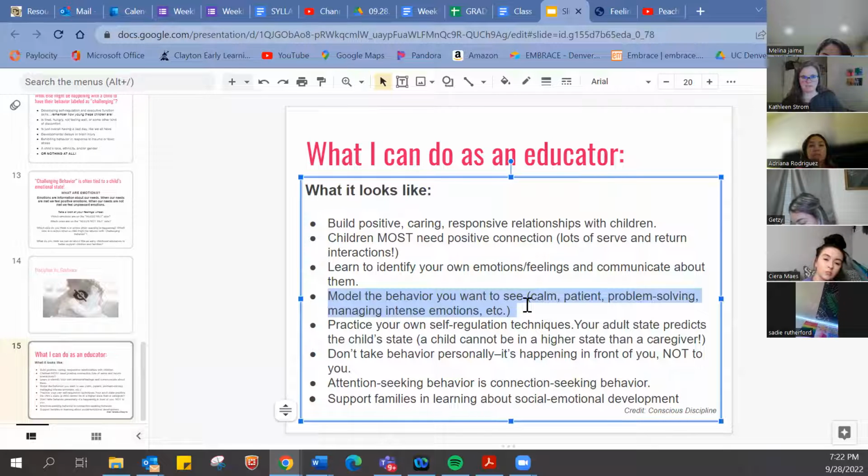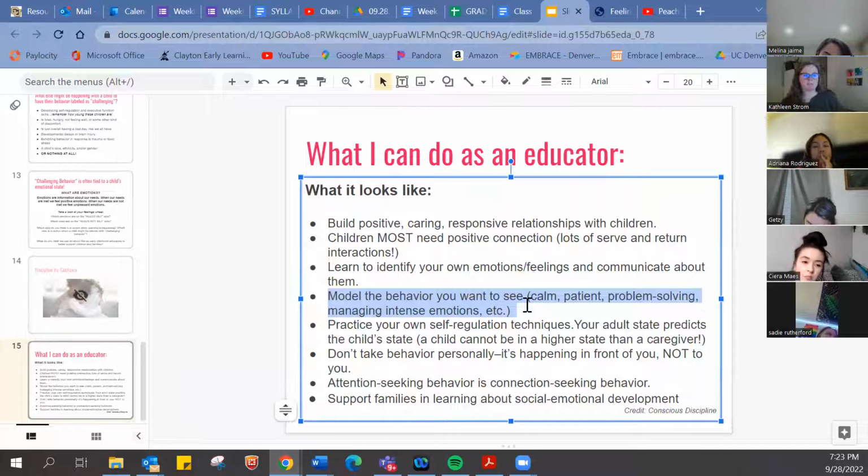A couple other things: don't take behavior personally. It's not happening to you, right? They're not manipulating you with their behavior. They are seeking connection. They're communicating to you that they have an unmet need, right? We've talked about those things.